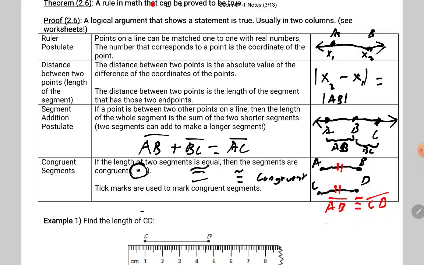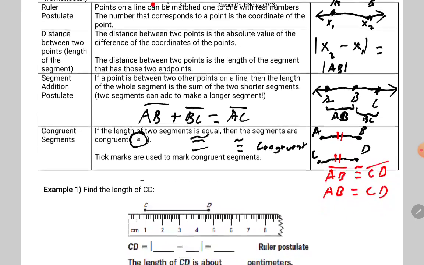And then the length of AB, so when we say length, we just put AB without the segment on top. So the length of AB is equal to the length of CD. Okay. Alright.